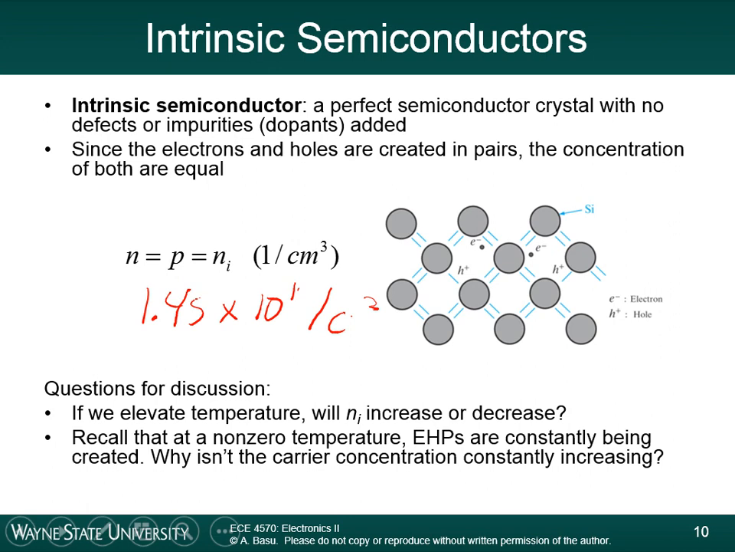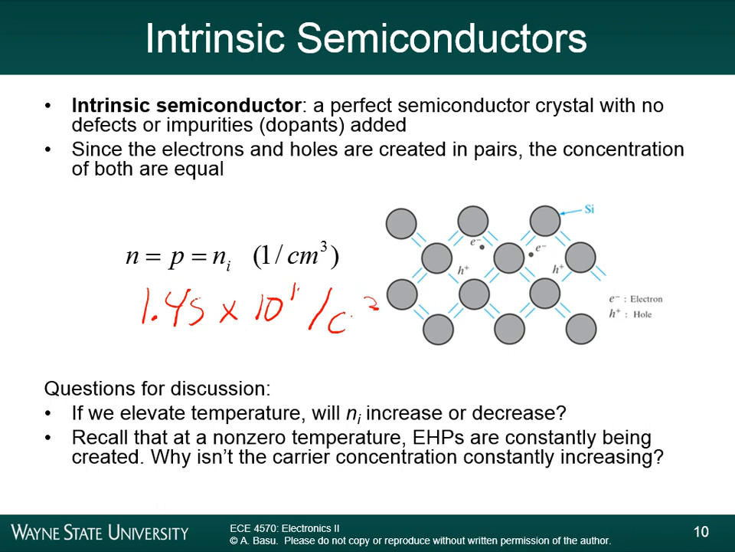Second thing, recall that at a non-zero temperature, electron-hole pairs are constantly being created. Why isn't the carrier concentration constantly increasing? So let me rephrase this question. Suppose we're at room temperature, right? Electrons are jumping into the conduction band. If this process continues forever, eventually there should be no electrons left in the valence band, right? We're going to deplete all the electrons in the valence band. So why doesn't that happen?